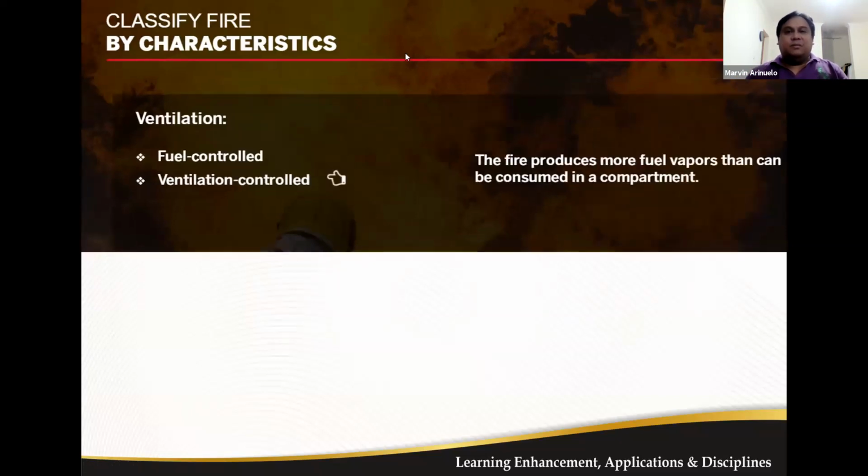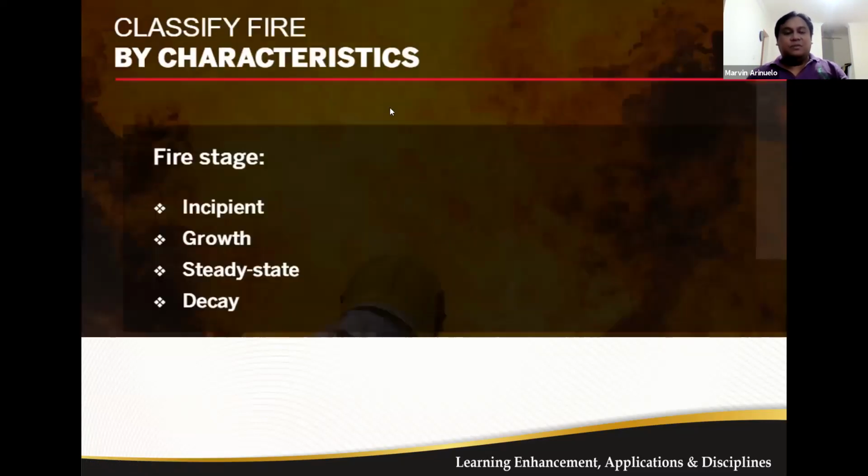Okay? Ventilation control. Once the fire develops to a point where it produces more fuel vapor than can be consumed in the compartment within the available air, it is considered to be a ventilation controlled fire. Again, ventilation control is when the fire produces more fuel vapor than can be consumed in a compartment. So it's not open. It is closed or in a compartment, and it is ventilation controlled.